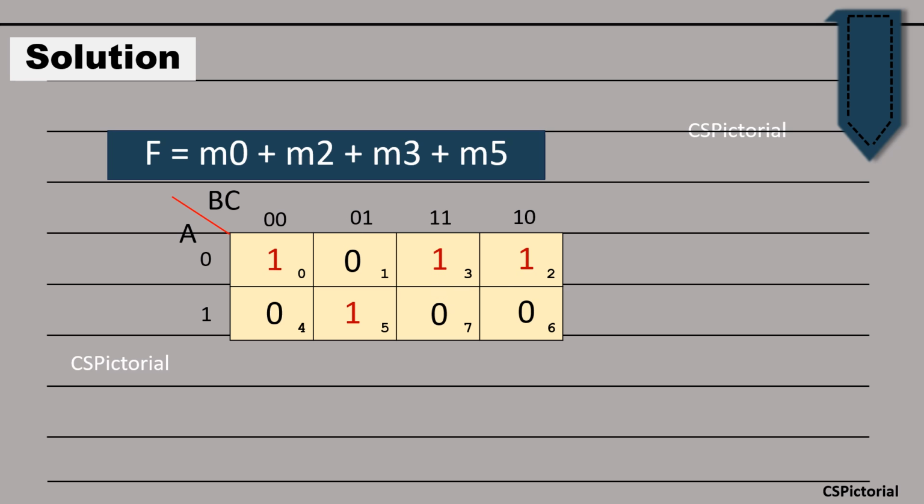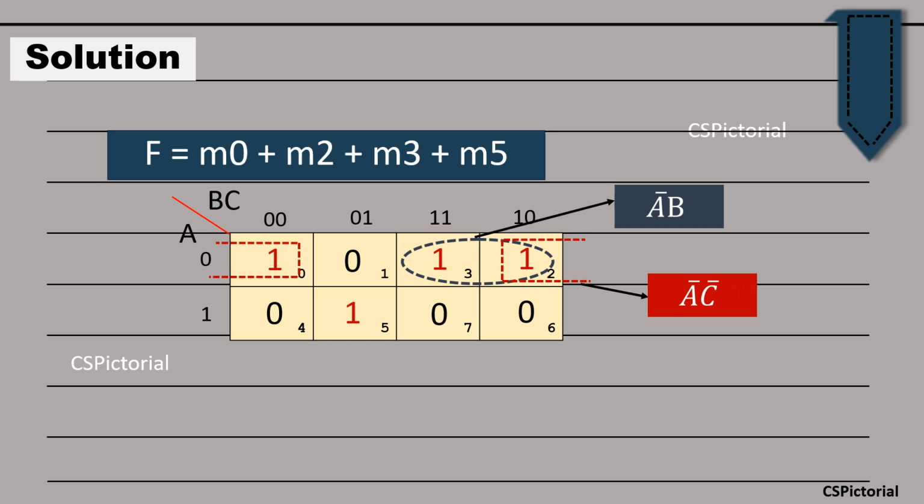The next step is grouping of cells containing ones. A detailed video about K-map grouping rules is already available in our channel. Kindly check the link given in the description. In this pair of ones, C and C bar get cancelled, leaving A bar B in the final expression. In this pair of ones made by wrapping around the K-map, B and B bar get cancelled, leaving A bar C bar in the final expression. And finally, since there is no adjacent ones, we make a group of only one cell containing 1, which gives A, B bar, C in the final expression.